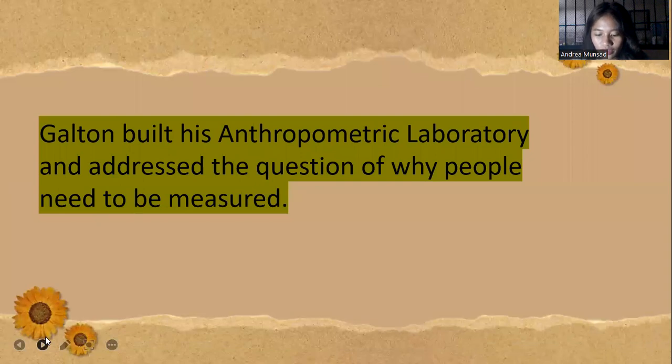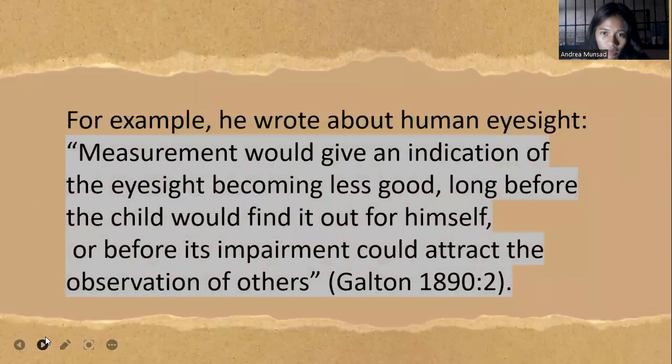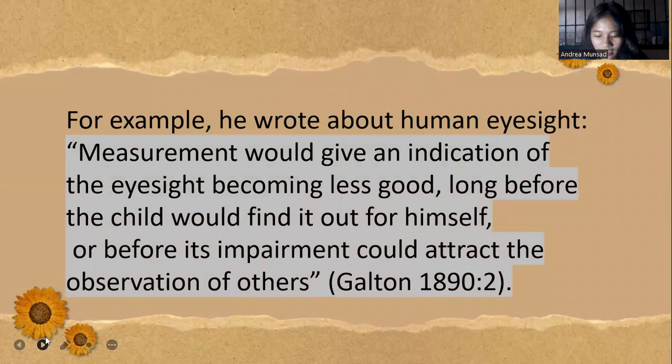The earliest work on normative testing dates from the late 19th century, when Galton built his anthropometric laboratory and addressed the question of why people need to be measured. For example, he wrote about human eyesight. Measurement would give an indication of the eyesight becoming less good, long before the child would find it out for himself, or before its impairment could attract the observation of others. Such a stance is normative because it views eyesight in relative terms.